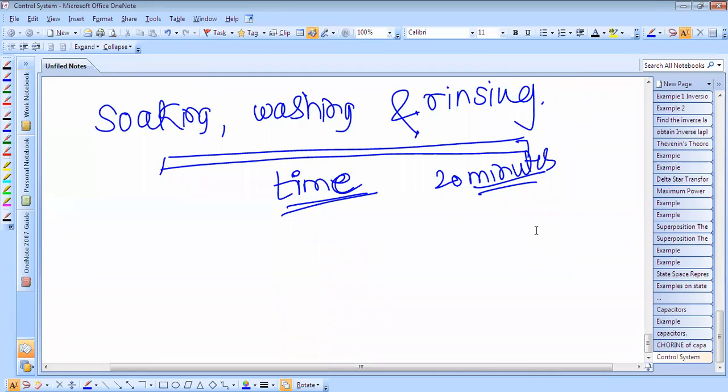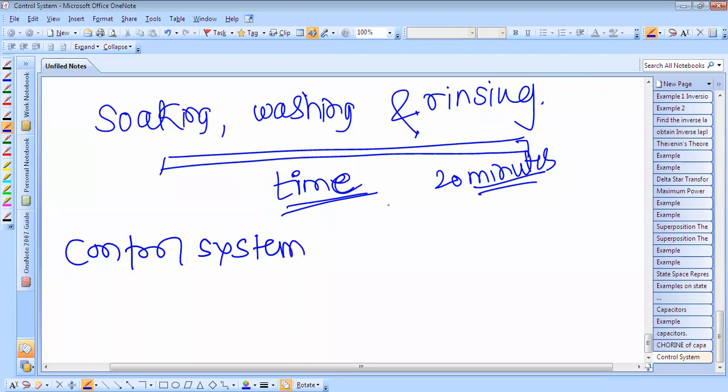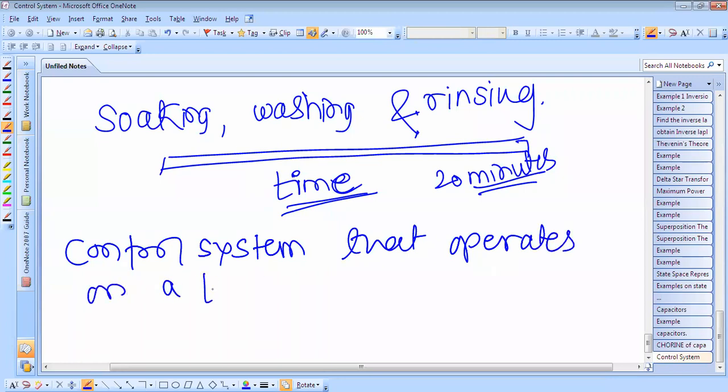A control system that operates on a time basis is an open loop system.